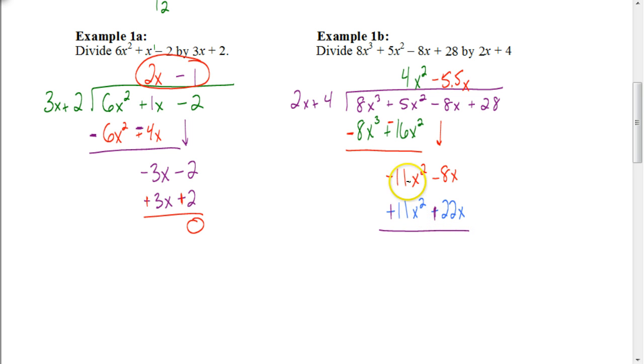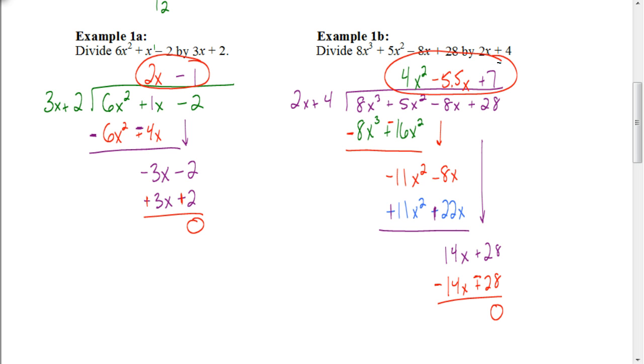So now when we combine these, negative 11x squared plus 11x squared is 0. Negative 8x plus 22x is 14x. Now I bring down the 28. And now I've got to figure out, well, what times 2x would give me 14x? Well, that's just 7. So 7 times 2x would be 14x. 7 times 4 would be 28. Subtract those, and you can see that we end up with a remainder of 0 again. So that would be your answer.